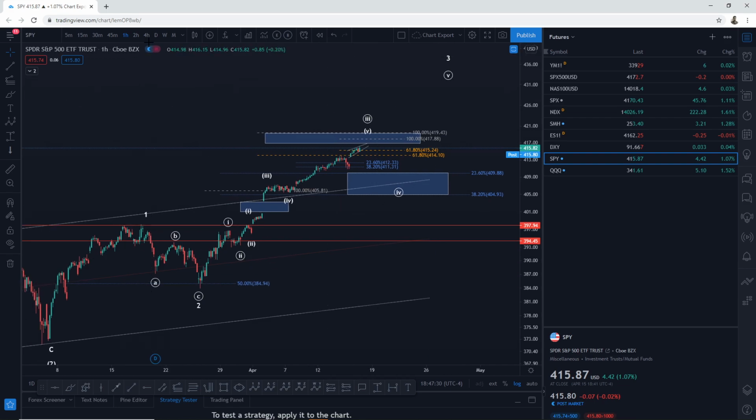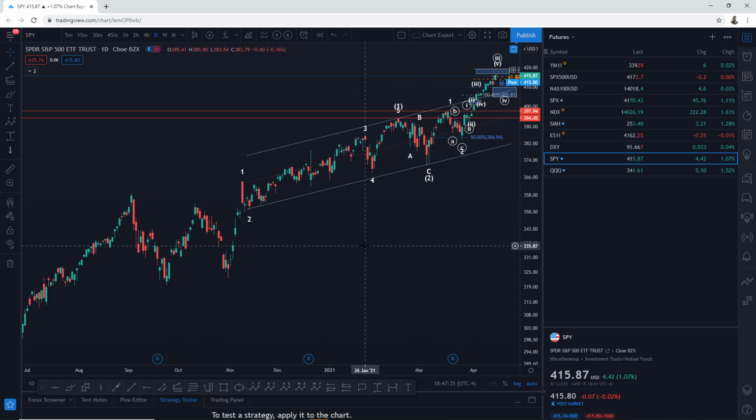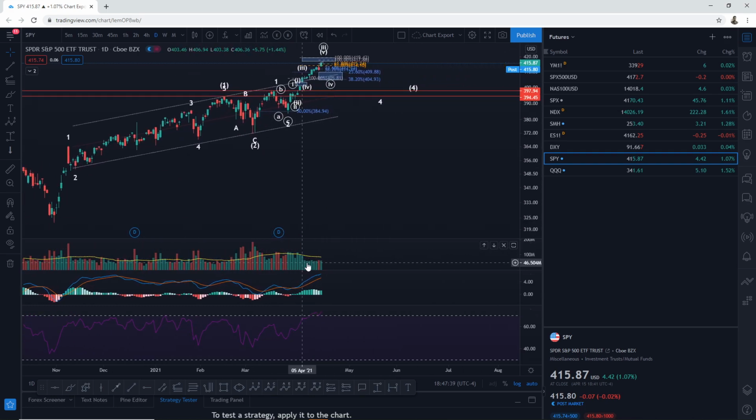All right, guys, so let's just take a look quickly at the volume. Volume is still relatively low. We're not showing any sign of divergence. So this isn't the final wave 5, right?